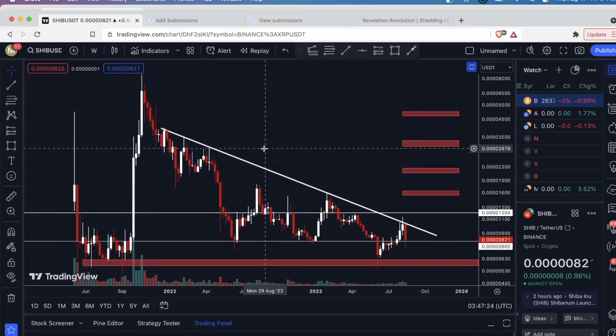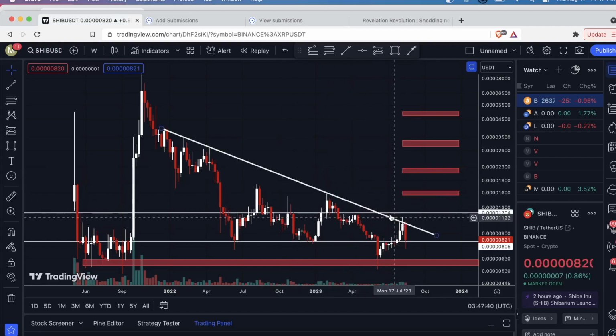Hey guys, I just want to take a look at Shiba Inu. Ticker for this is SHIB, and I'm currently on the weekly time frame. In my last video, which is about 6 days ago, the thumbnail says, "Get ready for liftoff if this candle, at the time like this was breaking out, closes above this line."